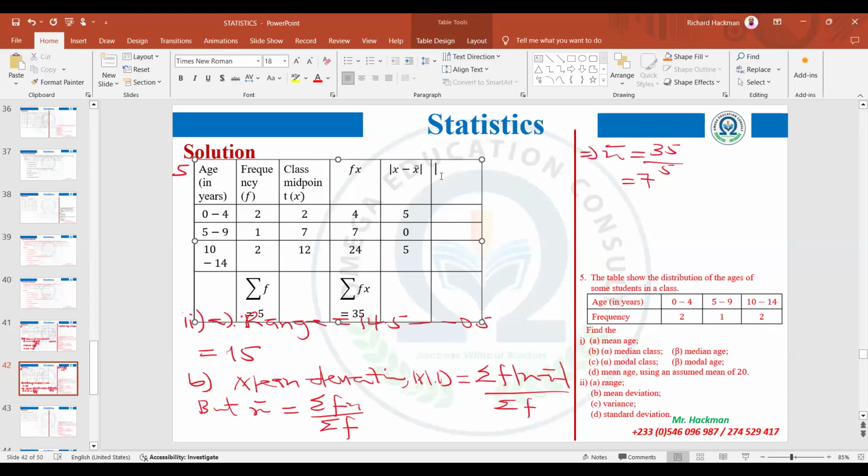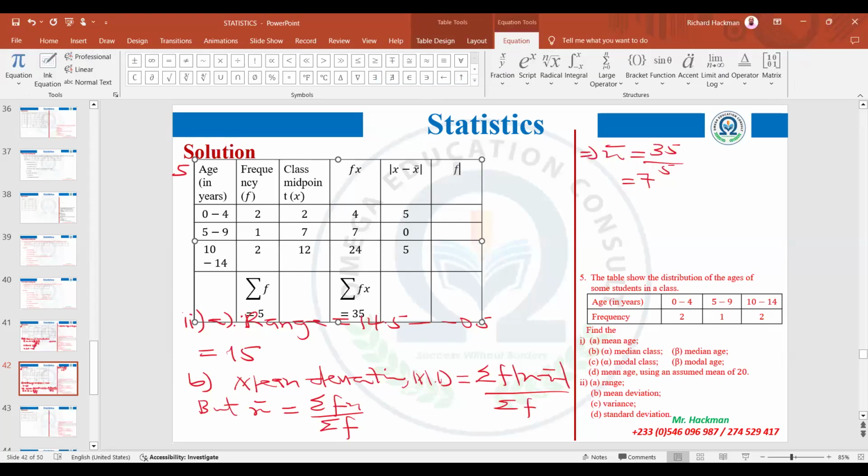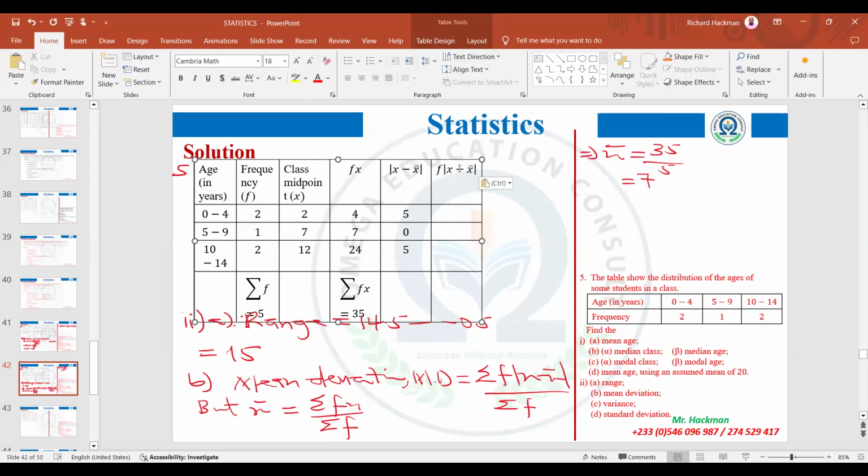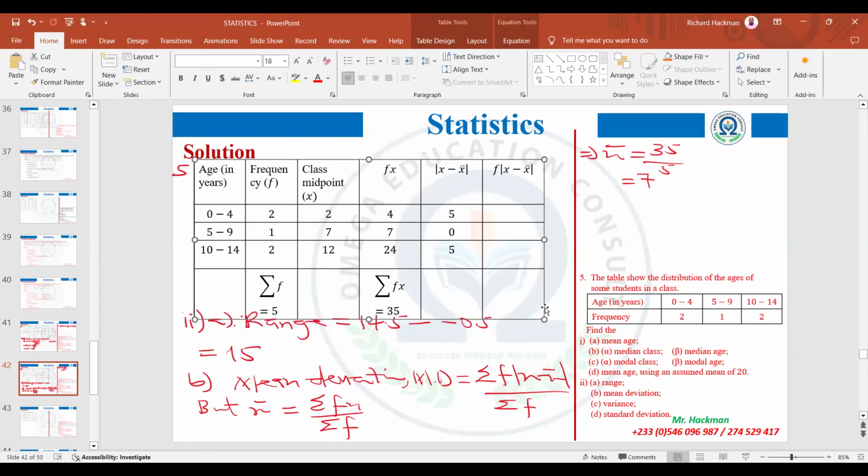So we need the F. I will need F times. Let me copy this one and paste. That gives me what I have here. And this will be equal to, you know this, you are going to multiply it by the F. My table is not looking pretty at all. Let me see if I can make it a little better. Maybe it's manageable. I'll refine it later.